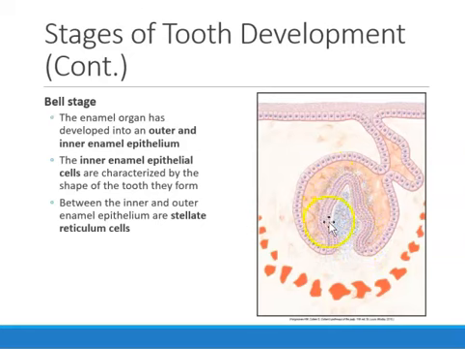So we have an inner one, which is on the inside, and then we have the outer one, which is on the outer side. And they're going to help make enamel eventually. There are also cells in the middle, and these cells are called the stellate reticulum cells. So there's cells in the middle. A fun fact, they're star-shaped. They look like a star, and those are known as your stellate reticulum cells. They're in between the inner and outer enamel epithelium.